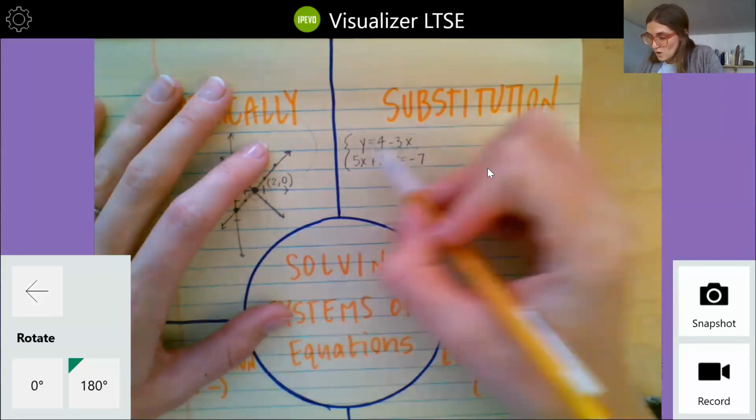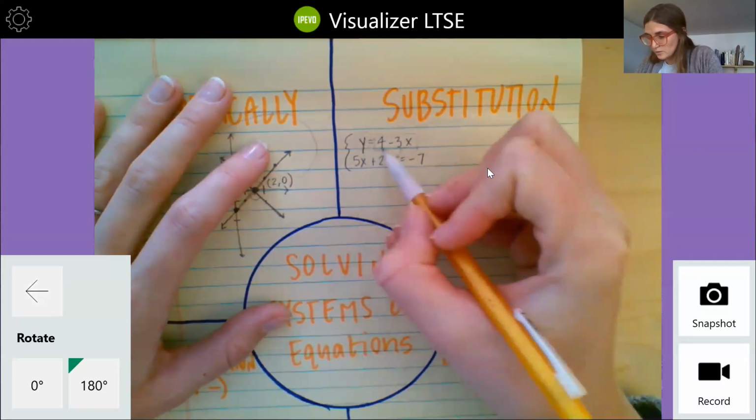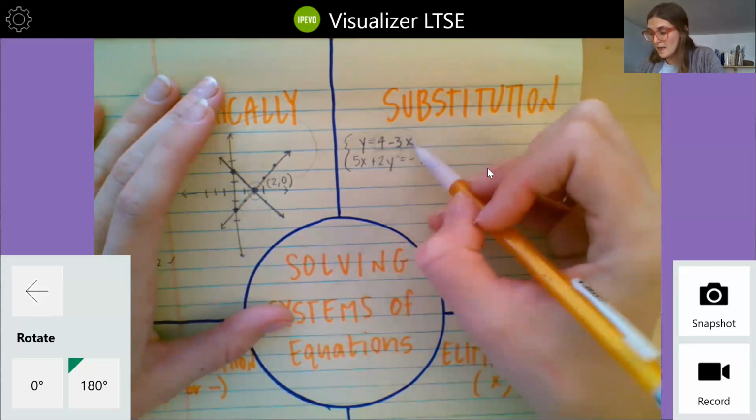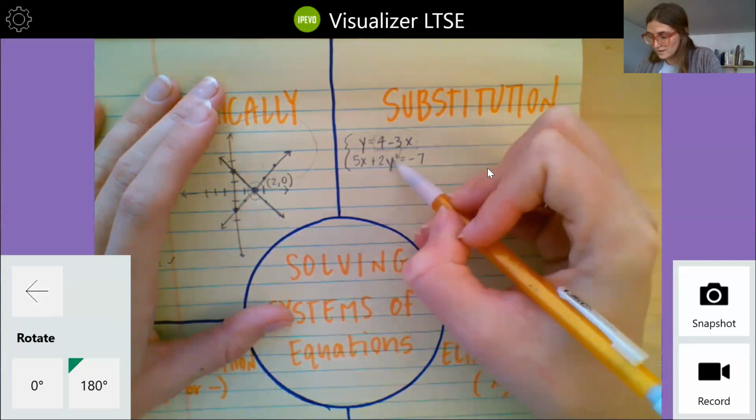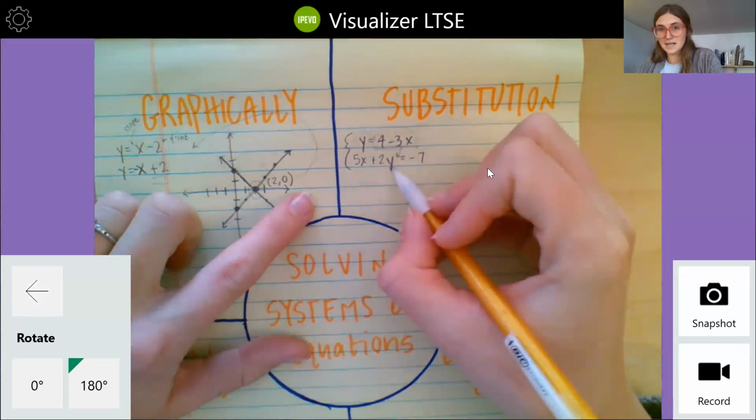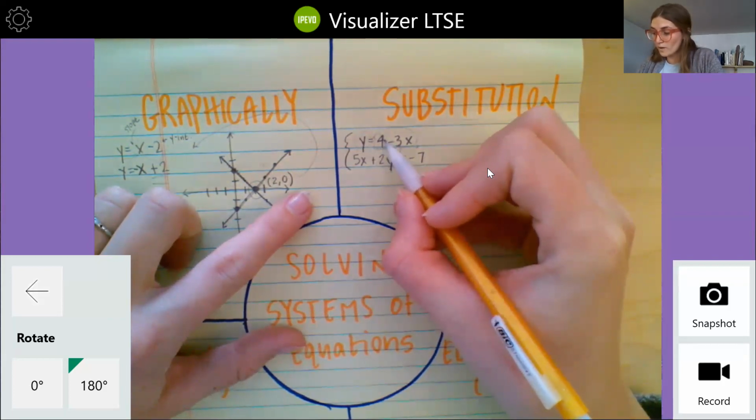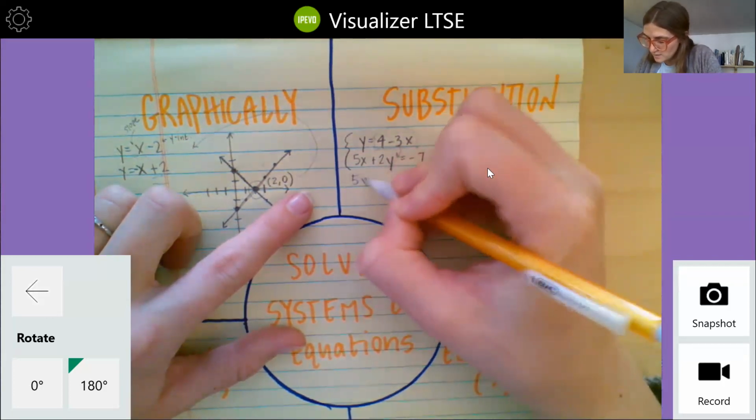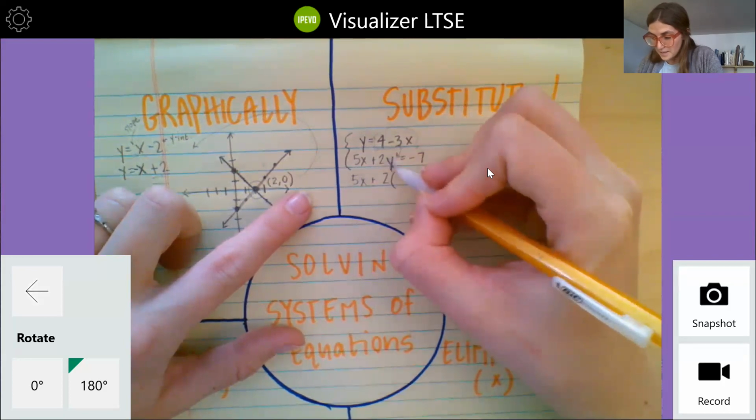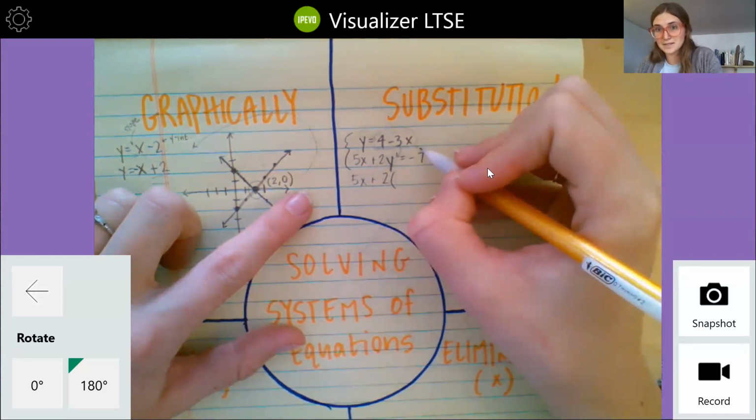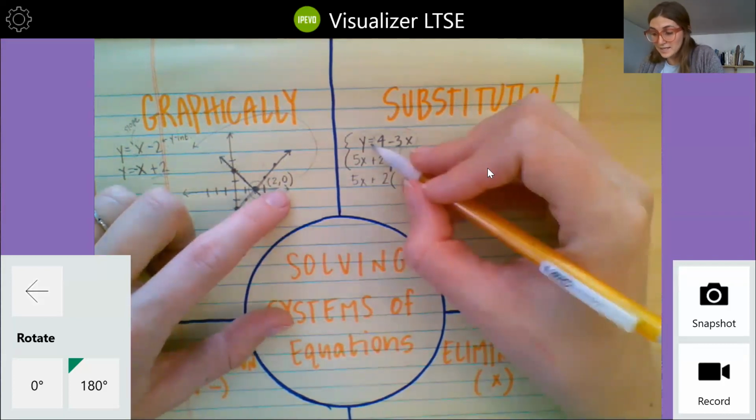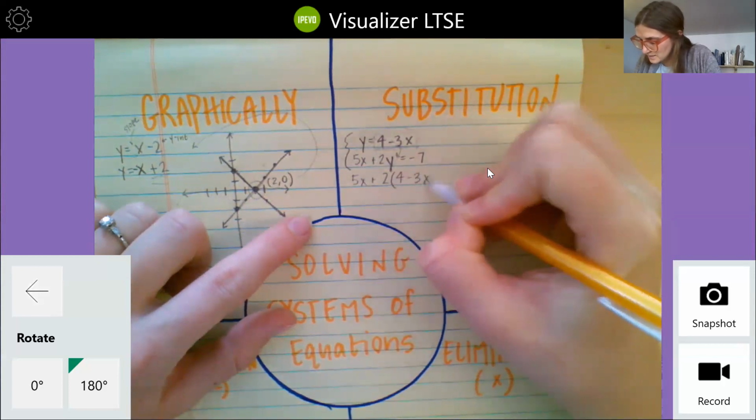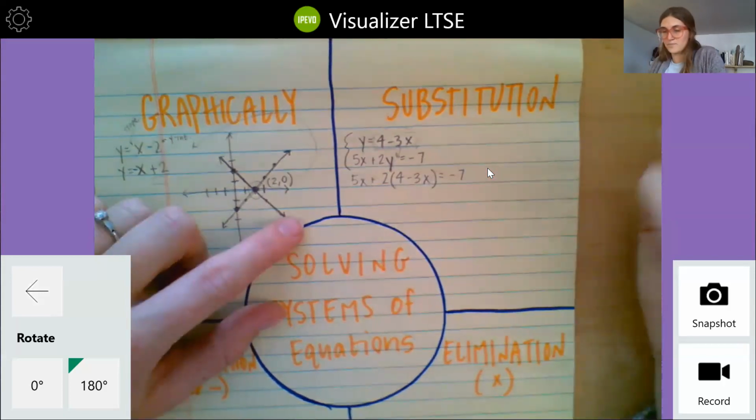Let's walk through it. So again, we see that y is equal to 4 minus 3x. That means I can take this and plug it in for this y. So I'm going to rewrite this second equation with 4 minus 3x in place of y. So I go 5x plus 2 times, now instead of writing y, I'm going to write 4 minus 3x. Why? Because 4 minus 3x is equal to y. So I can plug that in there, 4 minus 3x, and all of that equals -7.